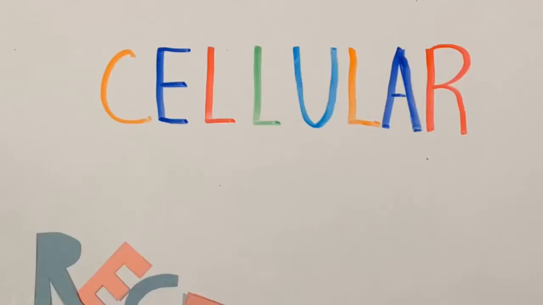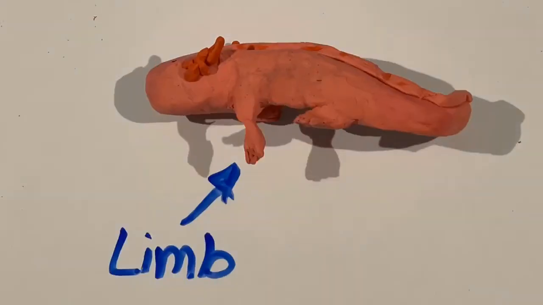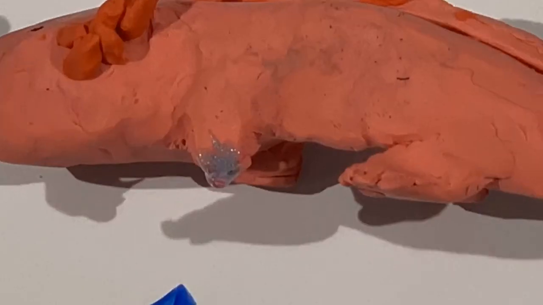Hi, I'm Natalia Ramirez from Mexico, and I will explain to you the mystery of the axolotl and cellular regeneration. First, the basis of cellular regeneration and the process in the axolotl. When the amphibian loses a limb, he immediately forms a blastema, which is composed of undifferentiated cells. This regeneration bud is capable of transforming into an organ.